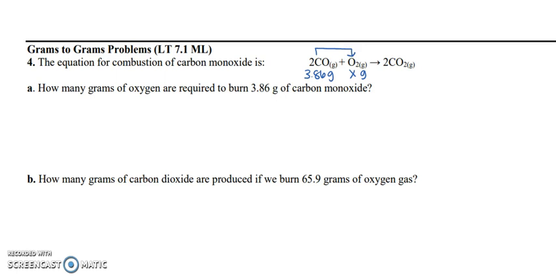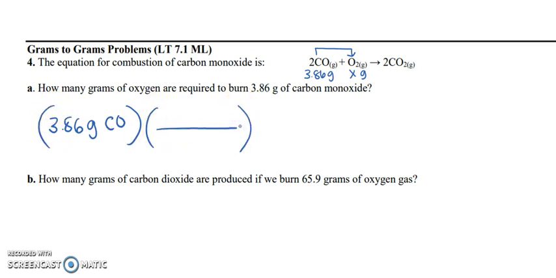I'm going to start by setting up a bracket with what I have. In my next bracket, the only unit I have right now to cancel out is grams of CO. And I can turn grams of CO into moles of CO. So grams of CO and grams of CO.